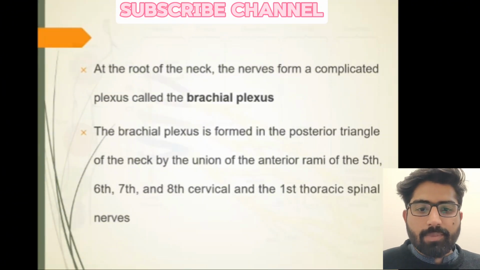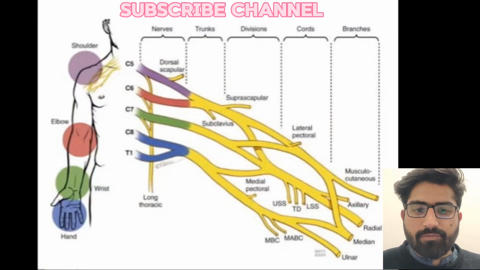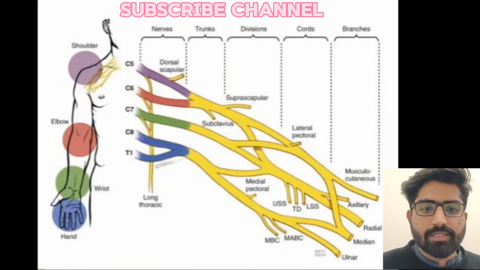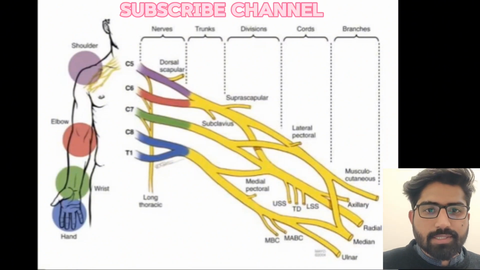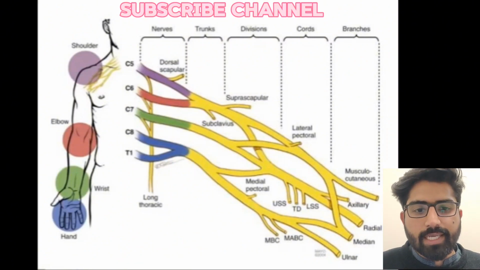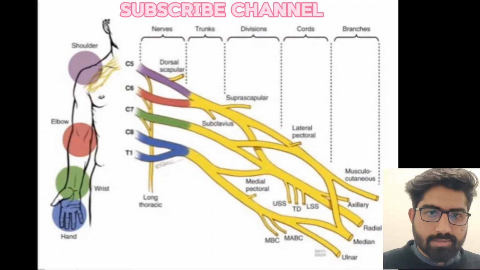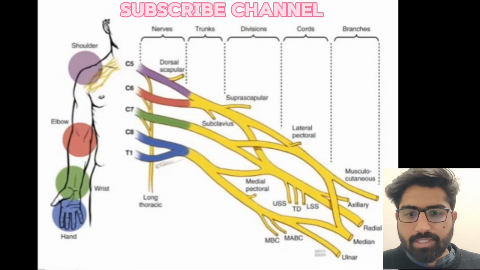The brachial plexus has different parts. First come the nerve roots, then the trunks, then the divisions, then the cords, and finally the terminal branches that will supply the different structures.